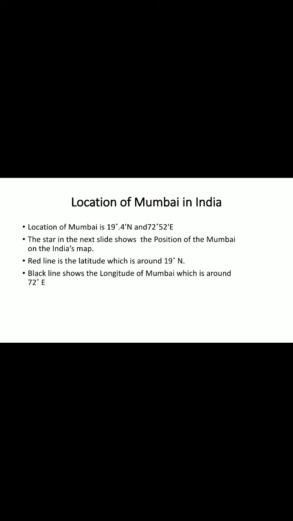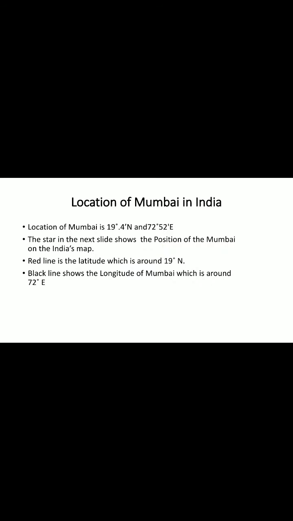So let's take an example of Mumbai in India. The location of Mumbai is 19 degree 0.4 minutes north and 72 degree 52 minutes east. You will see the star in the next slide, which shows the position of Mumbai on India's map. So this is the position of Mumbai on India's map, right? Then 19 degree north is the latitude of Mumbai, and 72 degree east is the longitude of Mumbai, right?